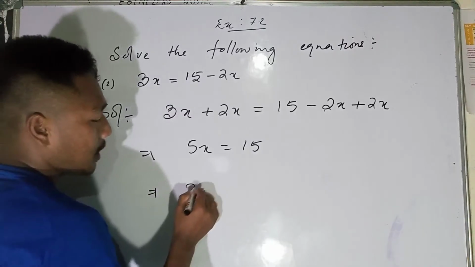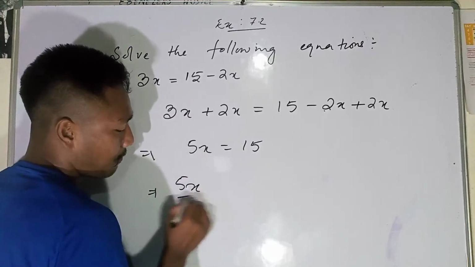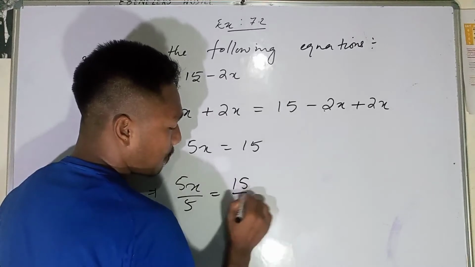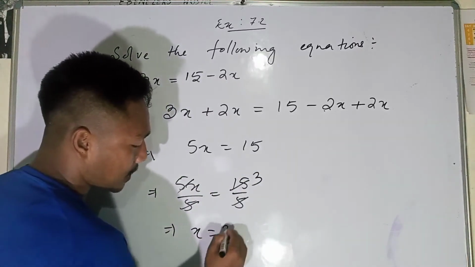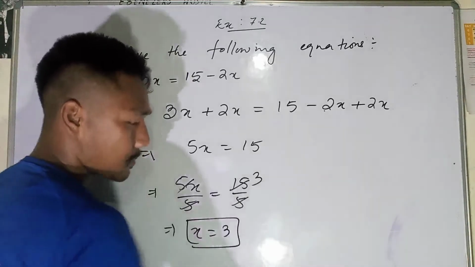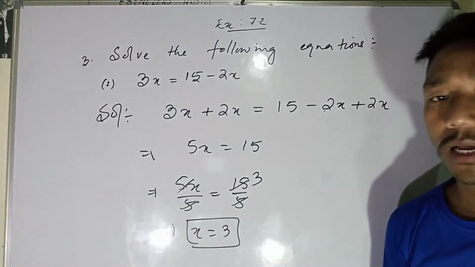Now if I want to find x, I divide 15 by 5. 5 threes are 15, 5 ones are 5. So what is our x? X is equal to 3. I think you're clear about this one. Okay.